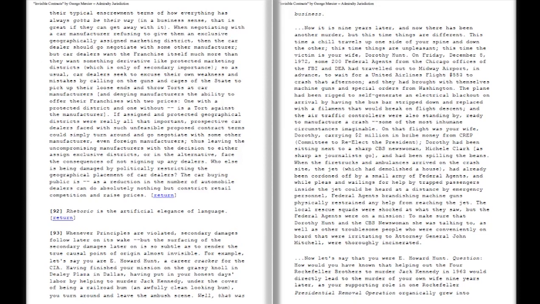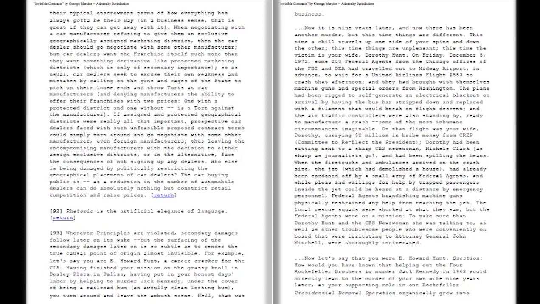When negotiating with a car manufacturer refusing to give them an exclusive, geographically assigned marketing district, then the car dealer should go negotiate with some other manufacturer. But car dealers want the franchise itself much more than they want something derivative like protected marketing districts, which is only of secondary importance. So, as usual, car dealers seek to excuse their own weakness and mistakes by calling on the guns and cages of the state to pick up their loose ends and throw torts at car manufacturers, and denying manufacturers the ability to offer their franchises with two prices, one with a protected district and one without, is a tort against the manufacturer.